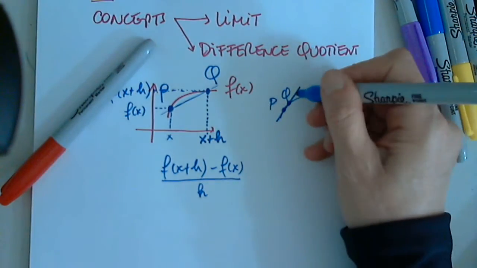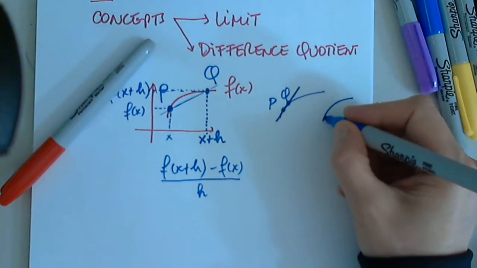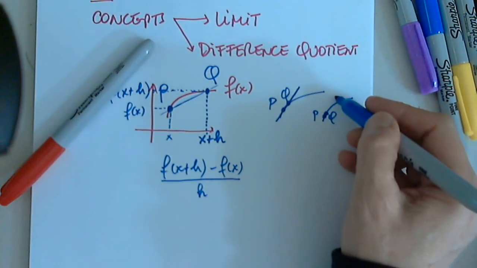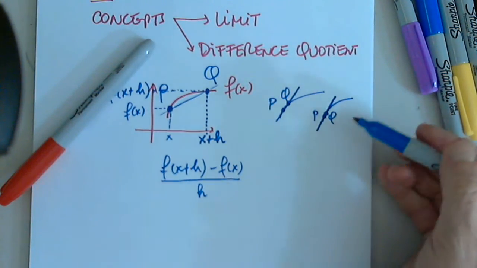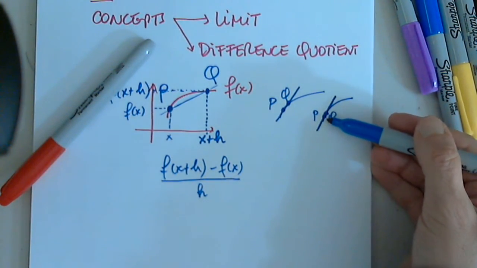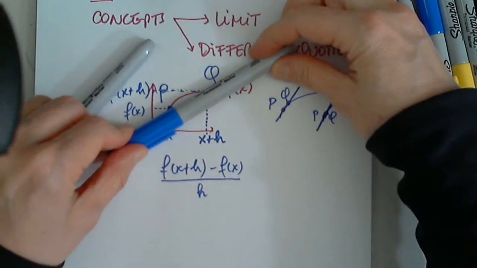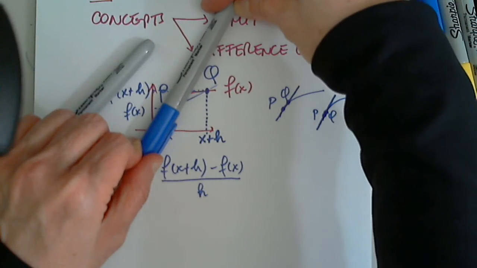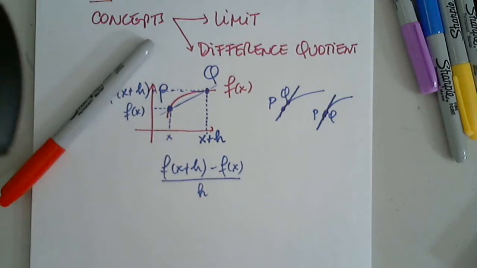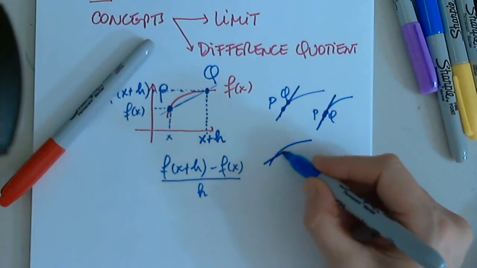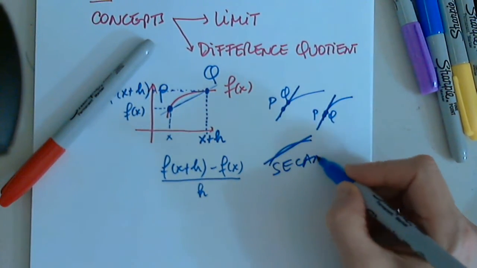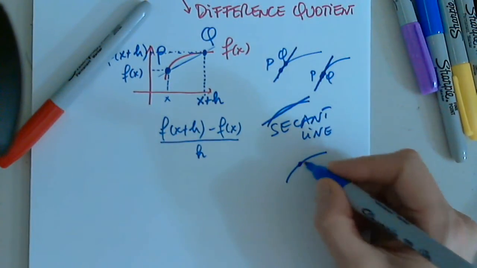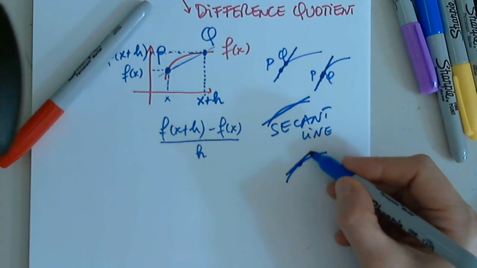Here's the third scenario. Now I'm bringing Q even closer to P. Here's P, and here's Q. Wouldn't this, as Q gets closer and closer to P, become from a secant line to just touching in one point, like a tangent? See the difference? This is a secant line. But this is a tangent line.